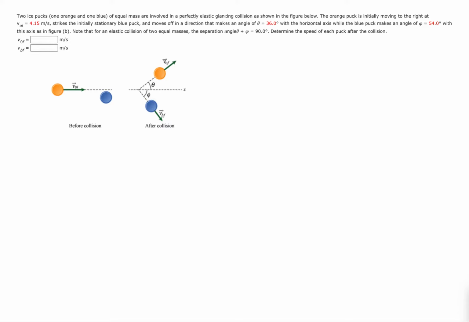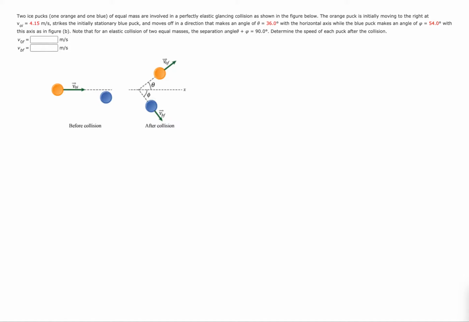Two ice pucks, one orange and one blue of equal mass, are involved in a perfectly elastic glancing collision as shown. The orange puck is initially moving to the right at 4.15 meters per second. It strikes the stationary blue puck. It'll move off in a direction that makes an angle of 36 degrees with the horizontal, while the blue puck makes an angle of 54 degrees with the axis.